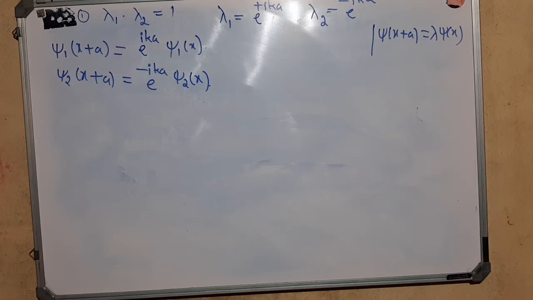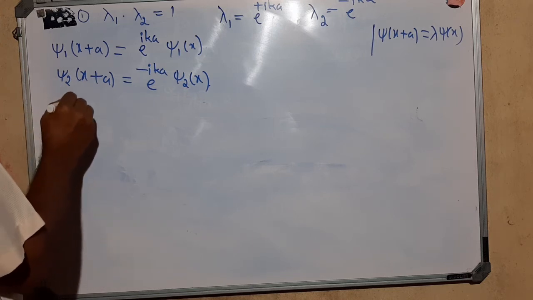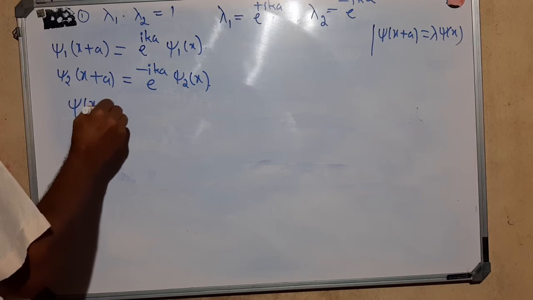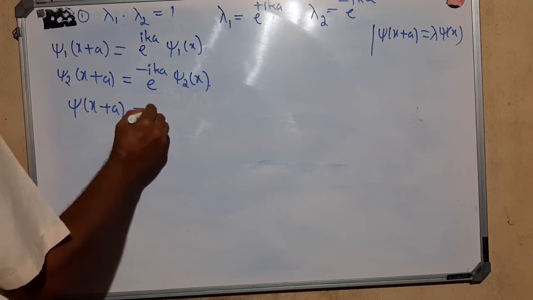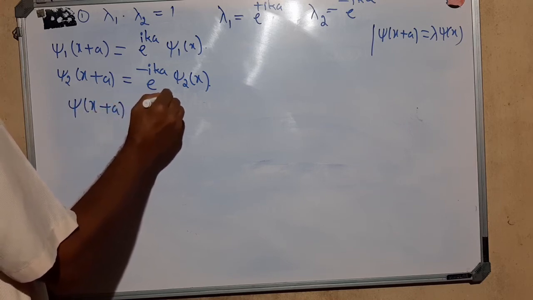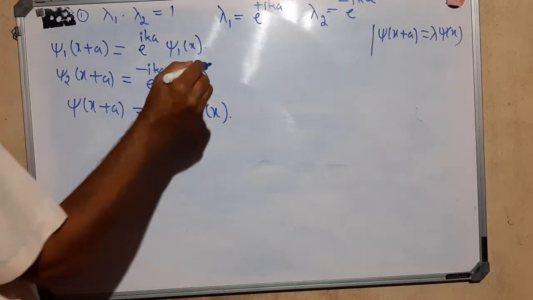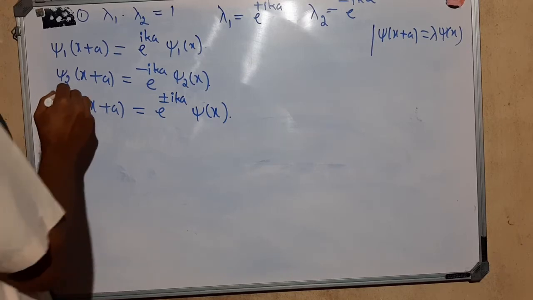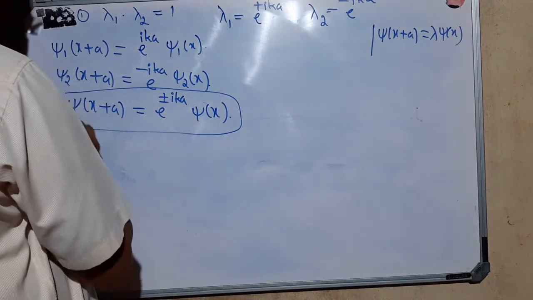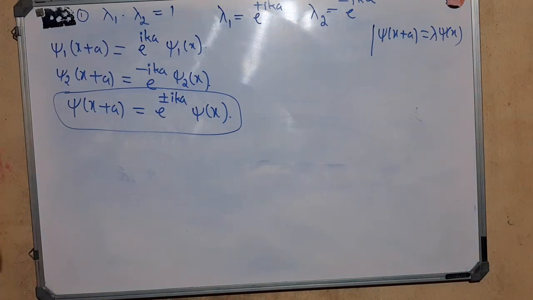So in general, you can write ξ of x plus a is equal to e to the power plus or minus i ka into ξ of x. So therefore, what is this actually? This is the solution we have obtained by solving the Schrodinger wave equation. See, this is according to our theory.